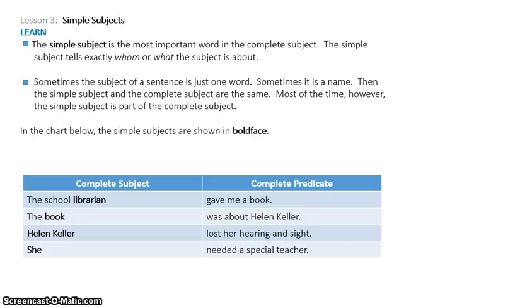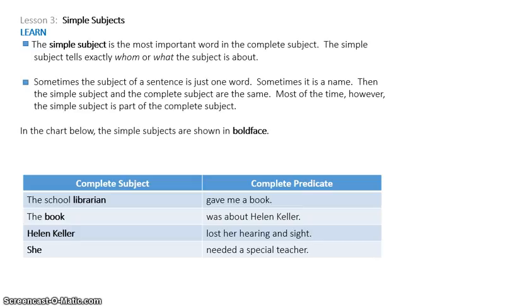So let's take a look at your workbook, and hopefully you read the instructions or the assignment sheet and you have a purple colored pencil. It says simple subjects. The simple subject is the most important word in the complete subject. The simple subject tells exactly whom or what the subject is about. Sometimes the subject of a sentence is just one word. Sometimes it's a name. Then the simple subject and the complete subject are the same. Most of the time, however, the simple subject is part of the complete subject.